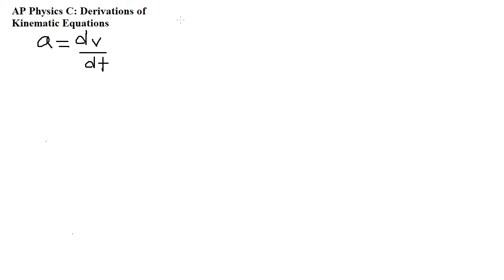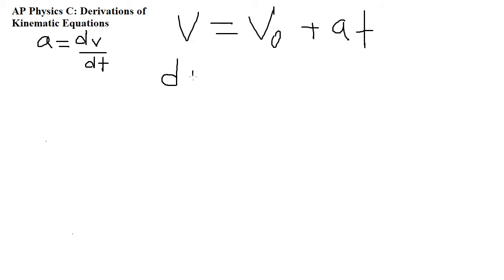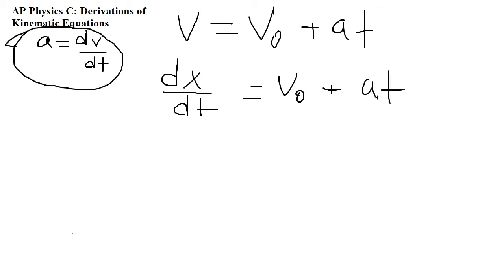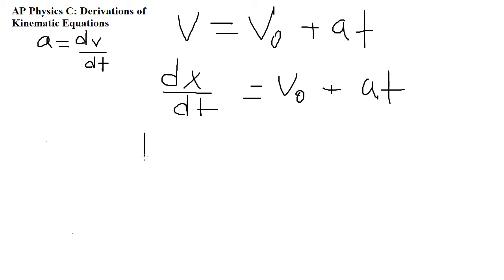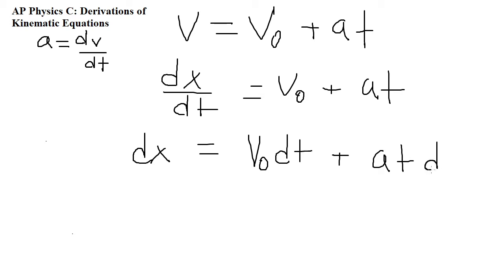Starting from where we left off, v equals v naught plus a times t. We're going to rewrite velocity here as the derivative of position with respect to time, dx over dt, right? Equals v naught plus at. And just like how we did over here, we can multiply both sides by dt again. So that's going to give us dx equals v naught dt plus at dt.